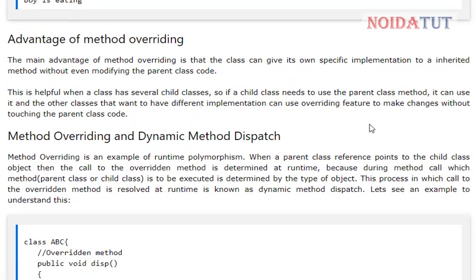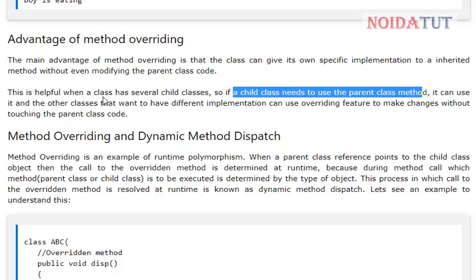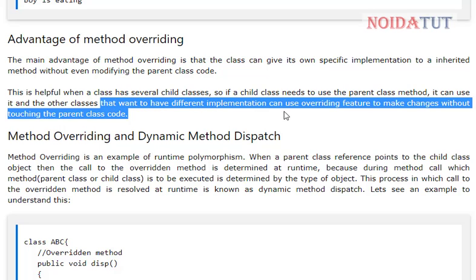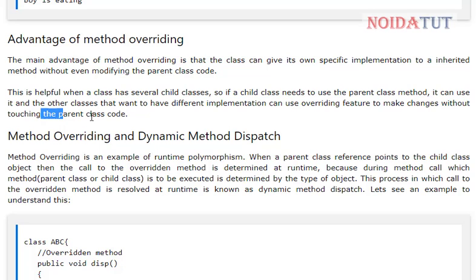Now, the advantage of overriding. The main advantage of overriding is that a class can give its own specific implementation to an inherited method without even modifying the parent class code. This is helpful when a class has several child classes. If a child needs to use the parent class method, it can use it, and the other classes that want to have a different implementation can use the overriding feature to make changes without touching the parent class code.